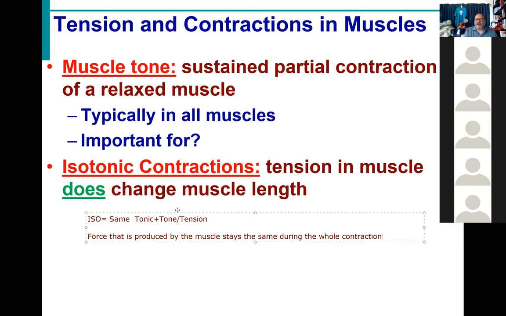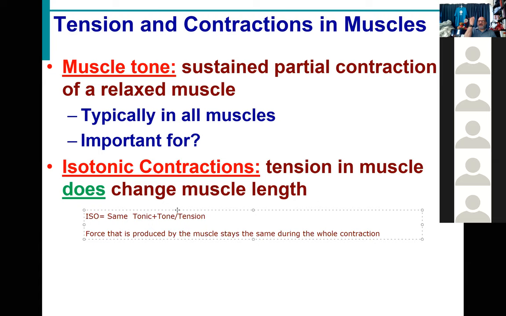So as I lift that pen, as I flex my elbow and lift this pen up, how much force I am generating from my muscle has to stay the same the whole time. So the tone, the tension is the same, all right? But notice the key with this, while the force that I'm producing stays the same, my muscle changes shape. So notice if I'm lifting this pen, for instance, my biceps brachii is getting shorter.